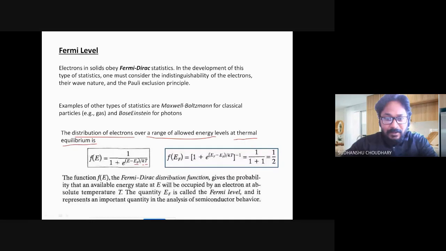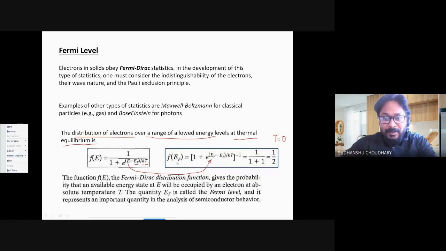Okay. So what is this reference energy level? We'll understand. Then k is the Boltzmann constant and T is the temperature. Now, if we say that T is 0, absolute 0 temperature, and this E is equal to EF, that is, we are trying to find out the electron distribution at the Fermi energy level itself. So we replace this E by EF over here.